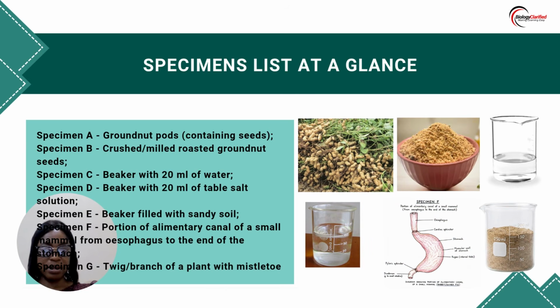Specimen list at a glance. You have specimen A, groundnut pods; B, crushed roasted groundnut seeds; C, beaker with 20 ml of water; specimen D, beaker with 20 ml of table salt solution; specimen E, beaker filled with sandy soil. Specimen E is a portion of the alimentary canal of a small mammal from the esophagus to the end of the stomach. And specimen F is a twig or a branch of a plant with mistletoe.